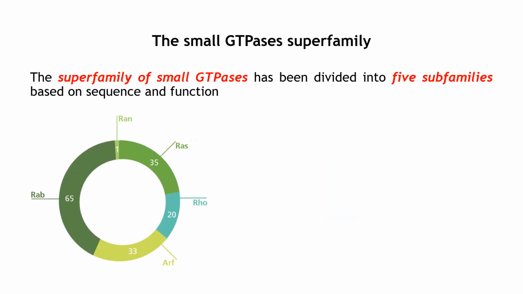Now we're going to talk about this from a very general perspective. We talked that they are a superfamily of enzymes, and we can divide it into five subfamilies. And we talked about these ones that are around 35, RAS type of RAS. But we also have Rho, ARF, RAB, and RAN, and all of them are GTPases that are involved in different functions. So let's talk about some of these ones.